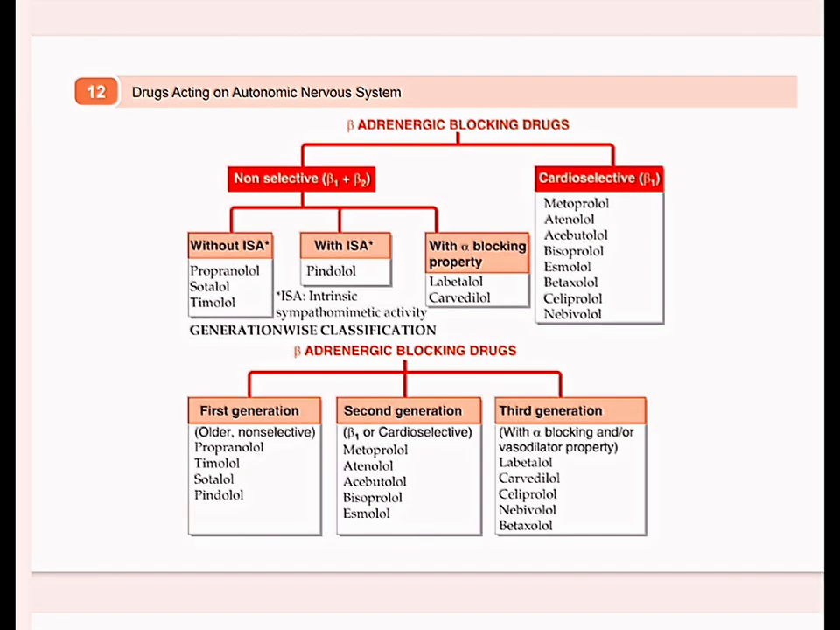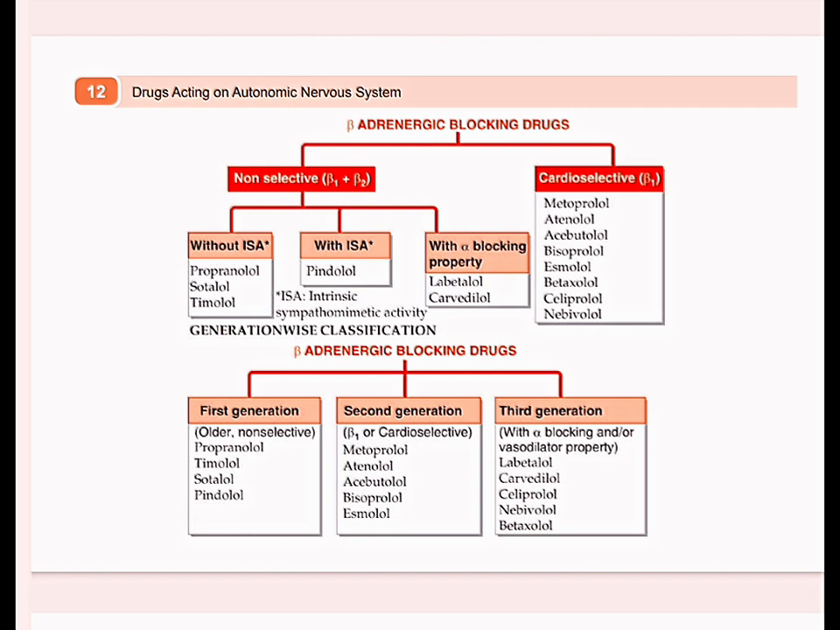The next classification is beta blockers, or we call it the beta adrenergic blocking drugs, and they are classified into two types, that is non-selective and cardio-selective. In non-selective, the drugs act on beta 1 as well as beta 2 receptors, and that includes three classes. First one is without intrinsic activity. It includes propranolol, sotalol, timolol, while with intrinsic activity only one drug is involved, that is pindolol. And the next one is with alpha blocking property, beta plus alpha, both receptor blocking properties. Those drugs are labetalol and carvedilol.